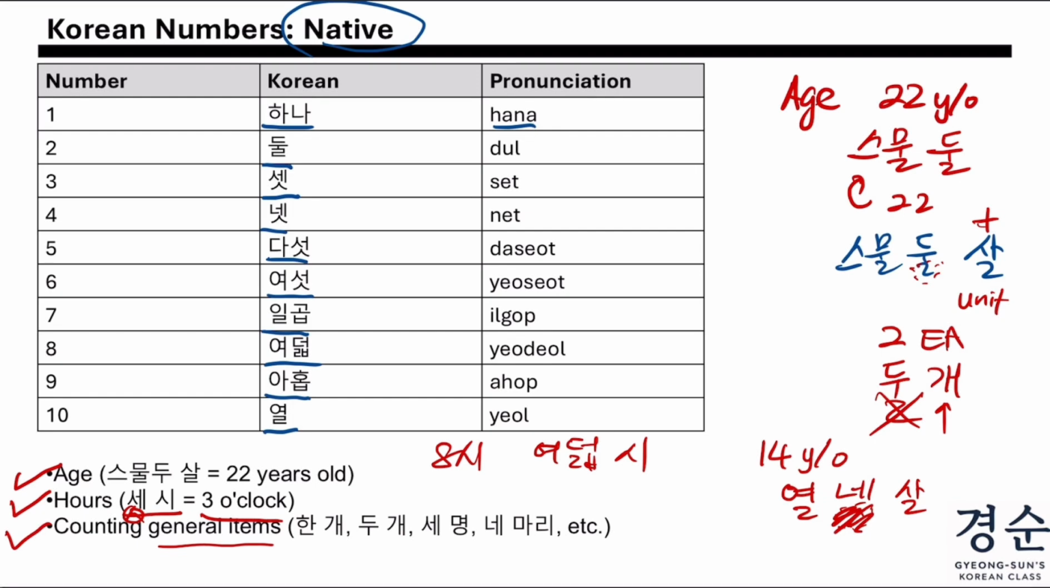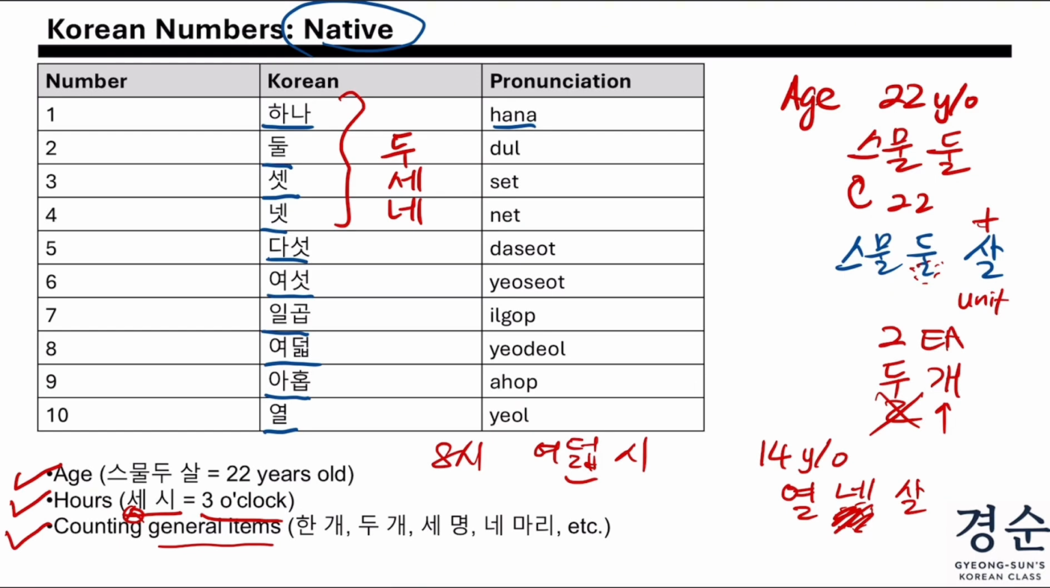Okay, so you might be wondering, why do we write the full one? Because this only applies until 4. Okay, so 둘 becomes 두, 셋 becomes 세, 넷 becomes 네. Okay, is that clear?